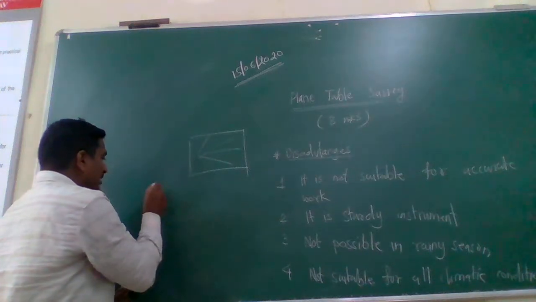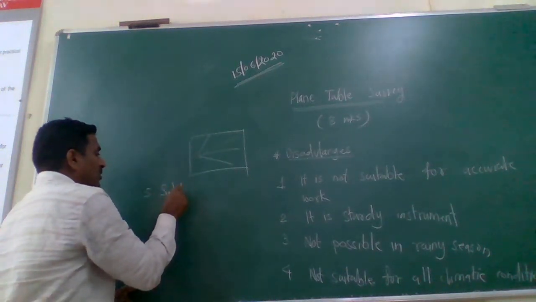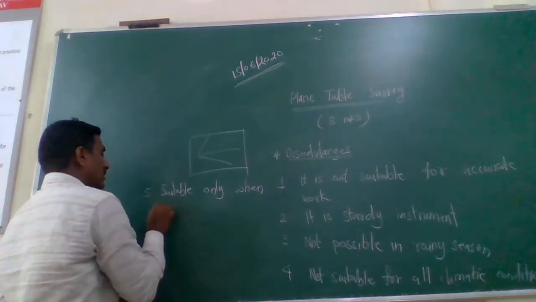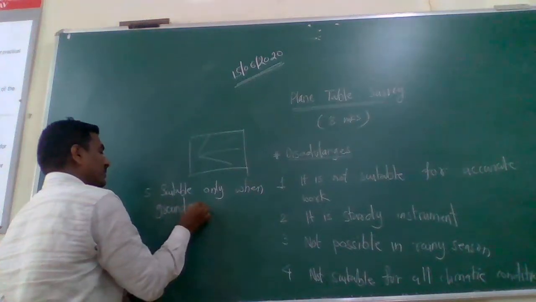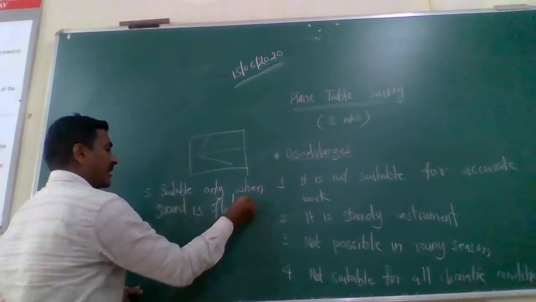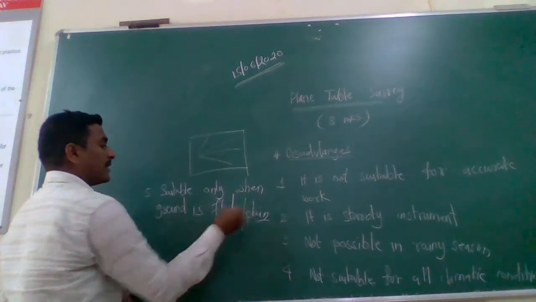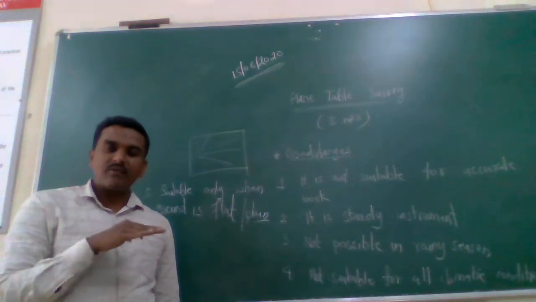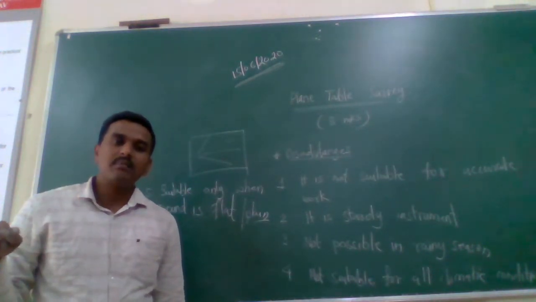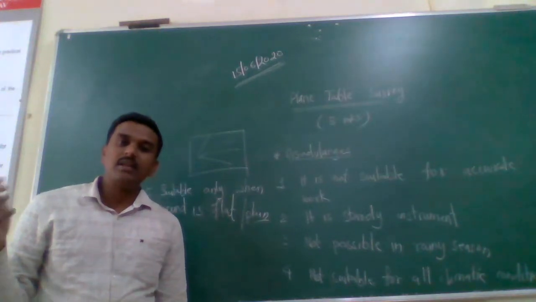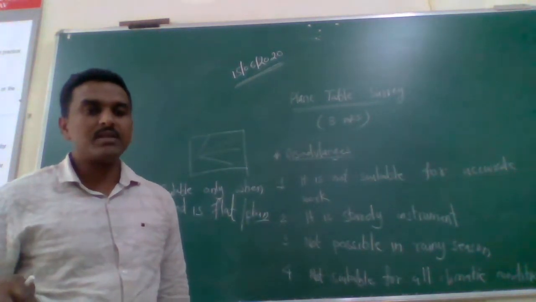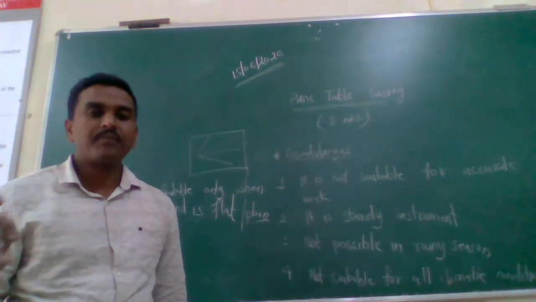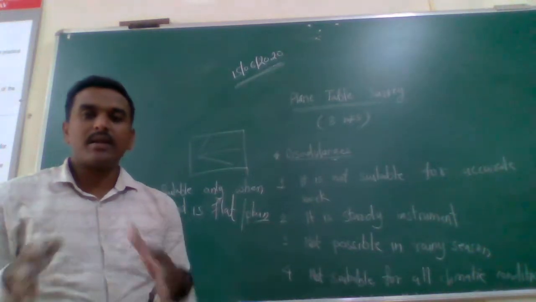Then the next one is that it is suitable only when the ground is flat or plane. Plane table survey is favored only when the ground is quite flat or level. If there is a hilly topography of the area, or a terrain which has certain valleys or certain peaks, then you cannot mount the plane table on that peak.